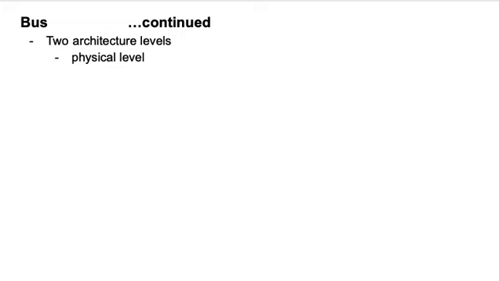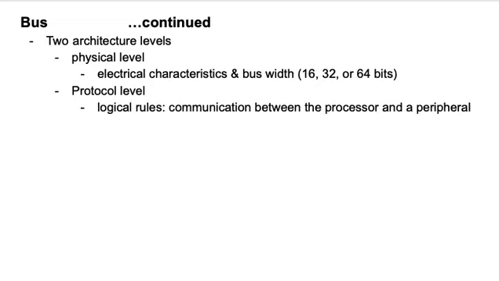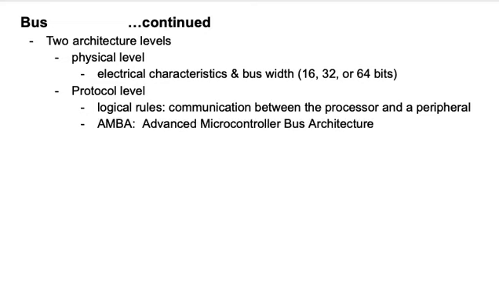Continuing with the bus, there are two architectural levels. One is at the physical level, which is governed by the electrical characteristics of the bus and the width of the bus in terms of number of bits, like 16, 32, etc. The second architectural level is the level of protocol, a logical set of rules that is used to communicate between the processor and a peripheral.